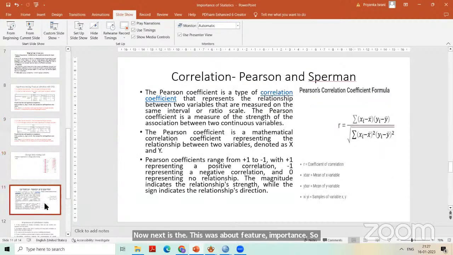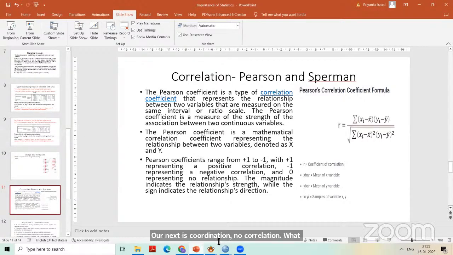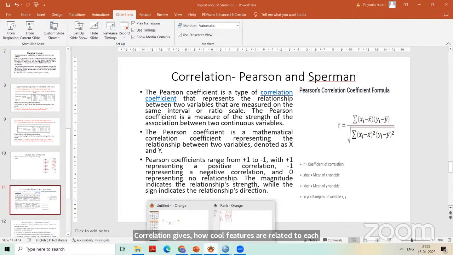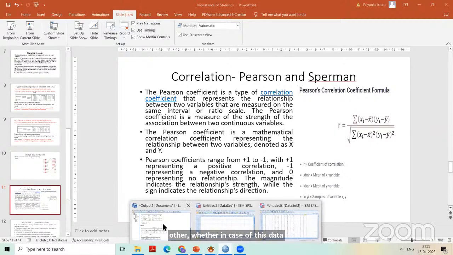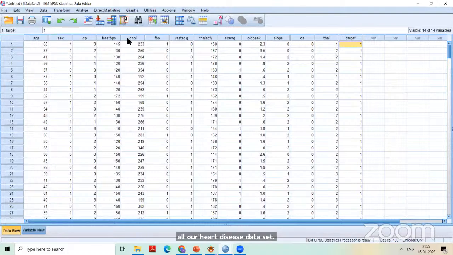Now, next is correlation. What does correlation give? Correlation gives how two features are related to each other. In the case of our heart disease data set, how age and sex are related with each other, how cholesterol is related with rest ECG, how age and target variable are related. So we are checking the correlation of the two variables.